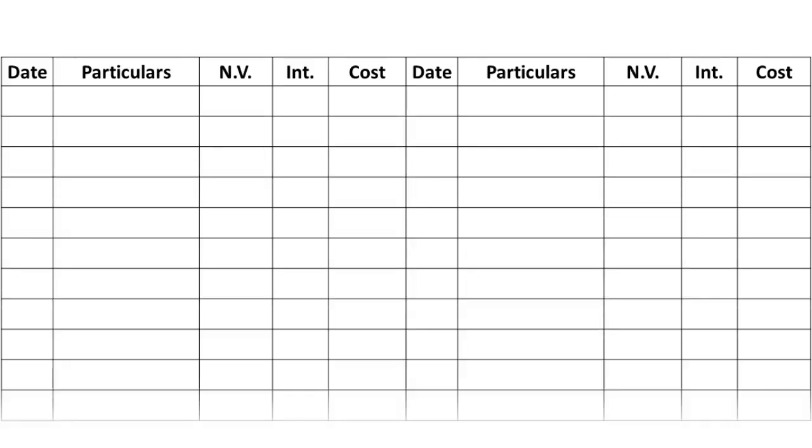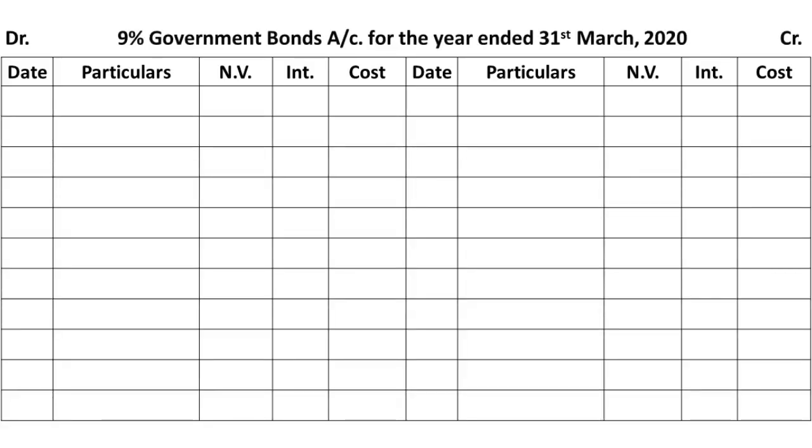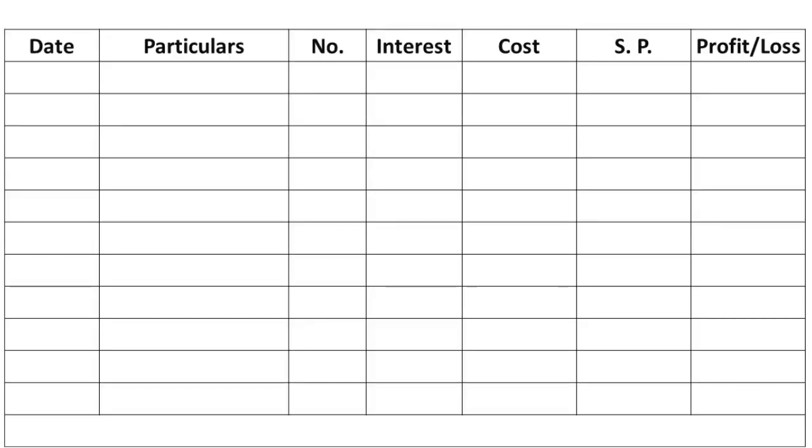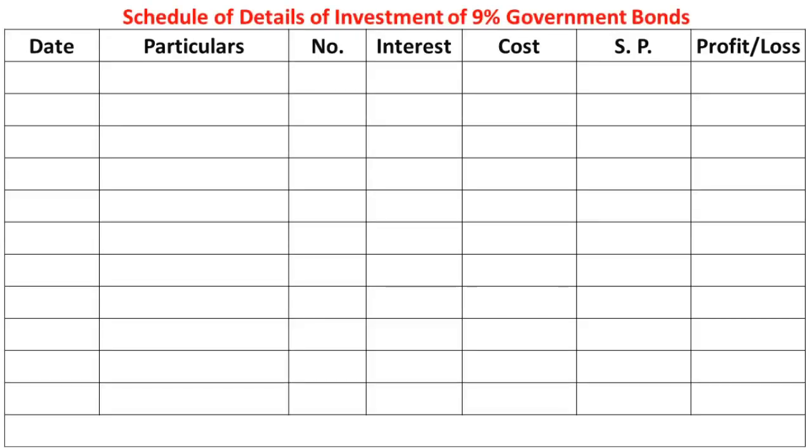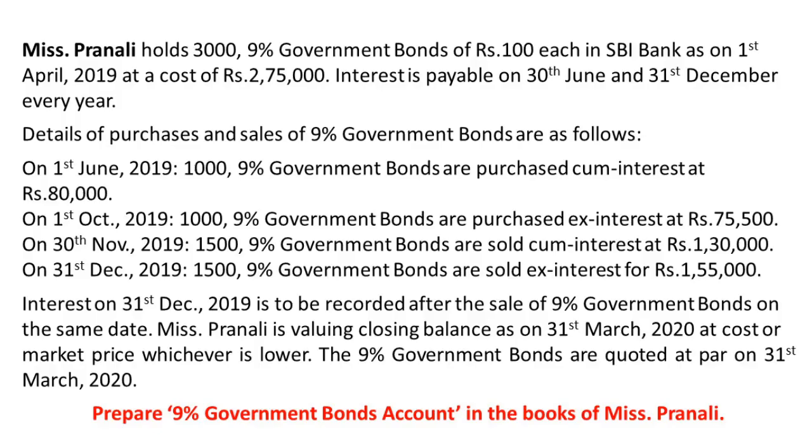Now, to start the solution, first of all we need to prepare an investment account, that is the 9% government bonds account for the year ended 31st March 2020, and we will solve this problem with the help of a working note. We will prepare that working note in the form of a schedule of details of investment of 9% government bonds. Now let us start reading the problem once again to solve it.